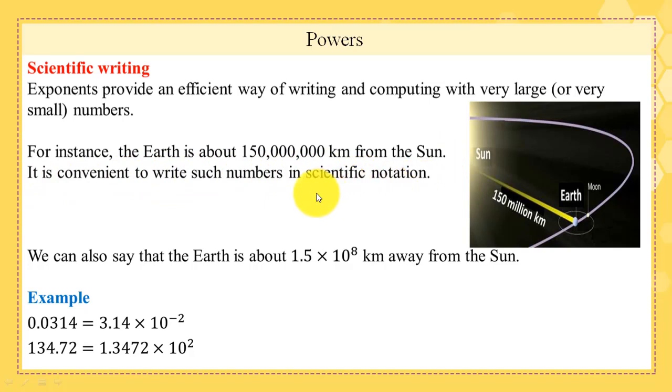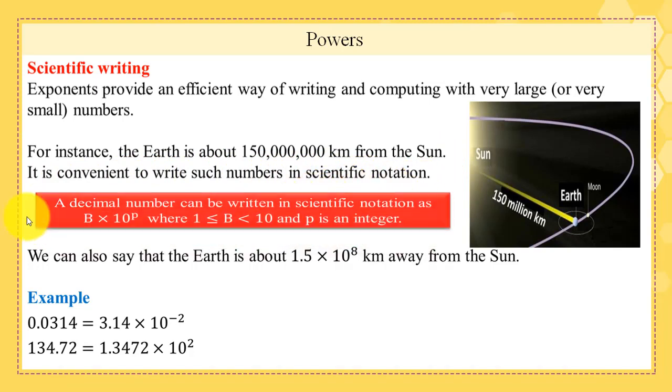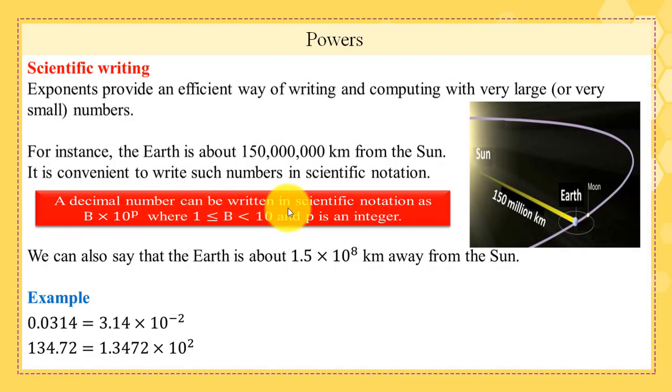So the property of scientific notation is as follows. A decimal number can be written in scientific notation as b times 10 to the power p, where b is between 1 and 10, 1 included while 10 is not, and p is an integer. So we can say that the Earth is about 1.5 times 10 to the power 8 kilometers away from the Sun. That means the scientific notation of 150 million is 1.5 times 10 to the power 8, which is true, since 1.5 represents b, and it is between 1 and 10, and p equals 8 is an integer.